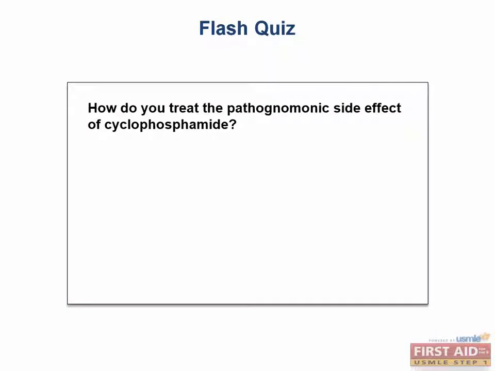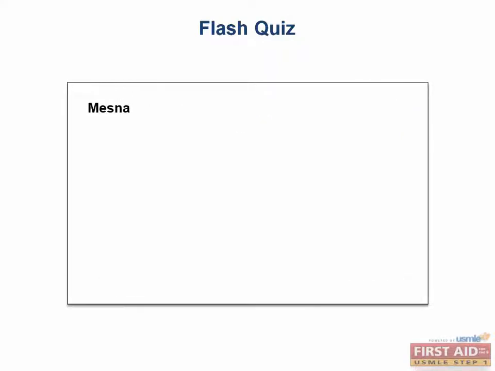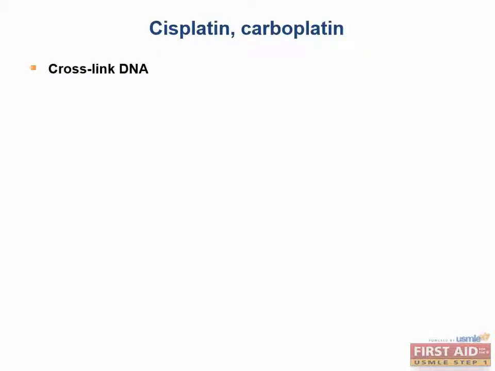As a review, how do you treat the pathognomonic side effect of cyclophosphamide? Well, first we need to recall what that side effect is, and it's hemorrhagic cystitis. The medication given prophylactically with the administration of cyclophosphamide is Mesna. The platinum agents, Cisplatin and Carboplatin, cross-link DNA. They are used in carcinomas of the testes, bladder, ovaries, and lungs.